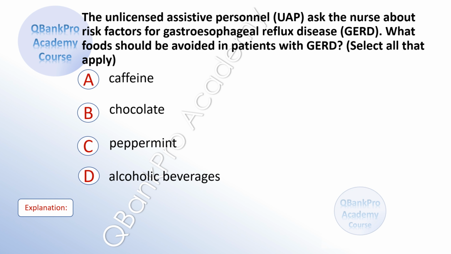The unlicensed assistant personnel, UAP, asked the nurse about risk factors for gastroesophageal reflux disease, GERD. What foods should be avoided in patients with GERD? Select all that apply. A. Caffeine. B. Chocolate. C. Peppermint. D. Alcoholic beverages.